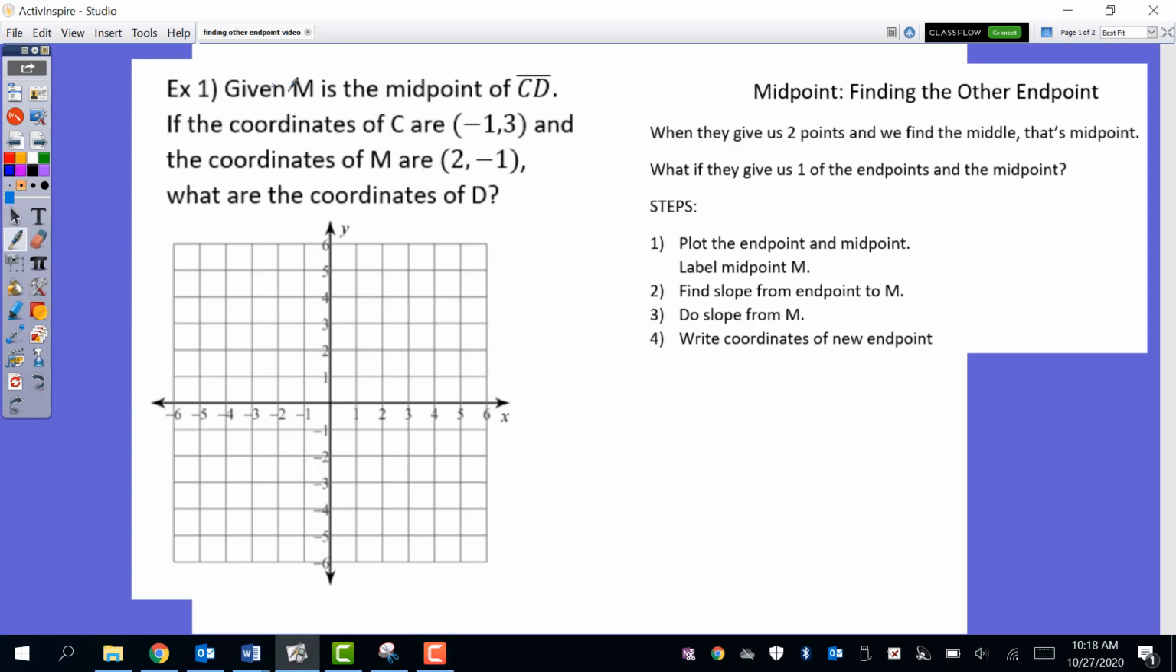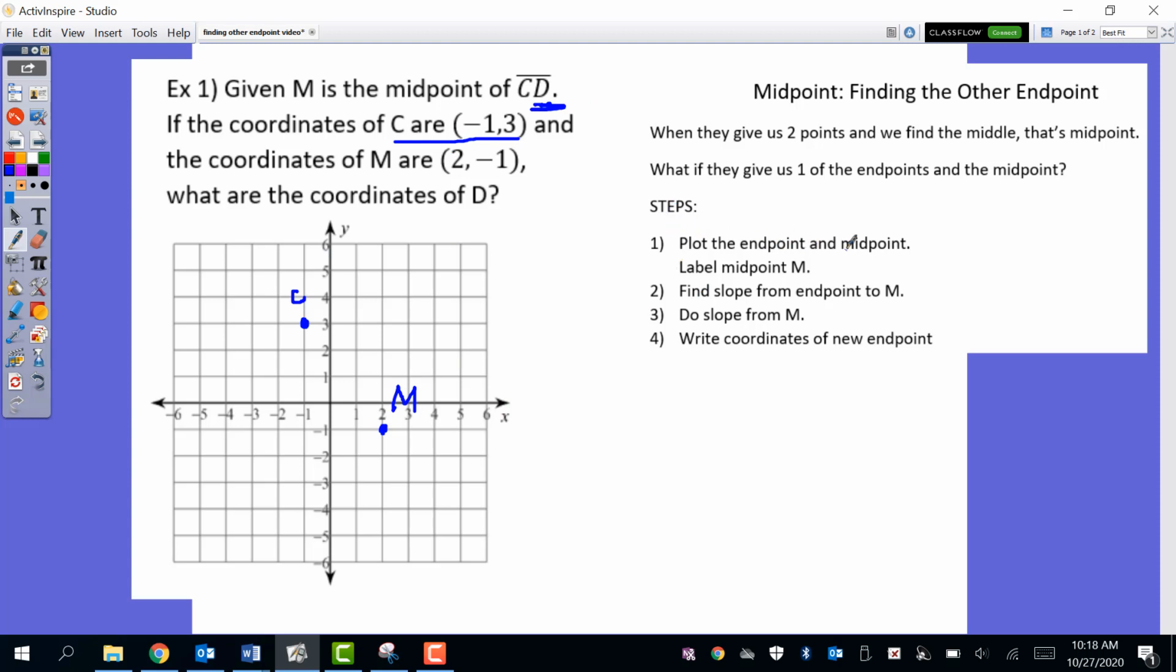So, here we go. How do we do that? It says, given M is the midpoint of CD, if the coordinates of C are -1, 3, so I'm going to go ahead and graph that. So -1, 3. I put a dot. It was the letter C, so I'm going to put a C on that point. Coordinates of M are 2, -1. Put a dot. Label it M, because it said it was M. What are the coordinates of D? So D is the other endpoint in our question. So they're saying this is the middle, where's the other endpoint?